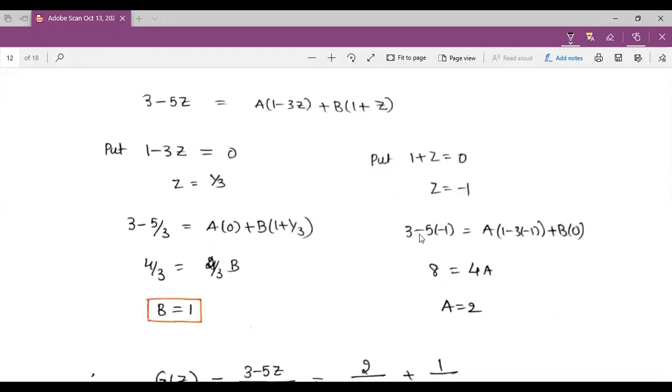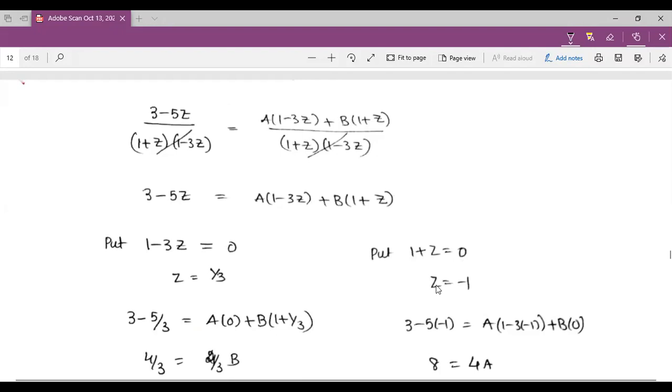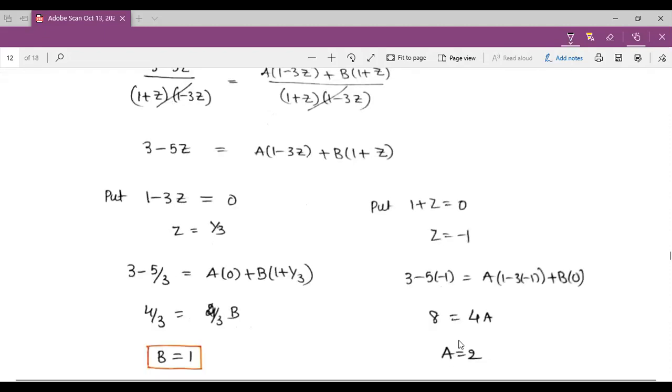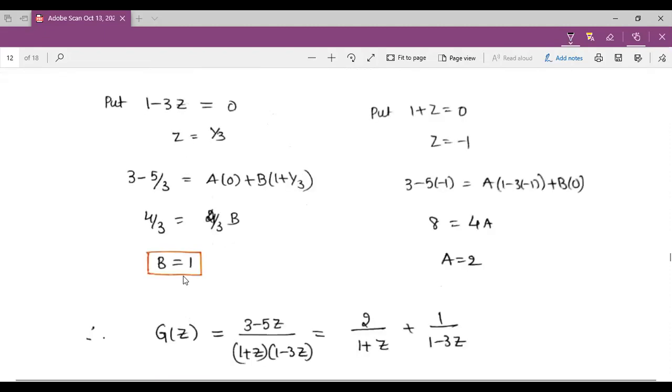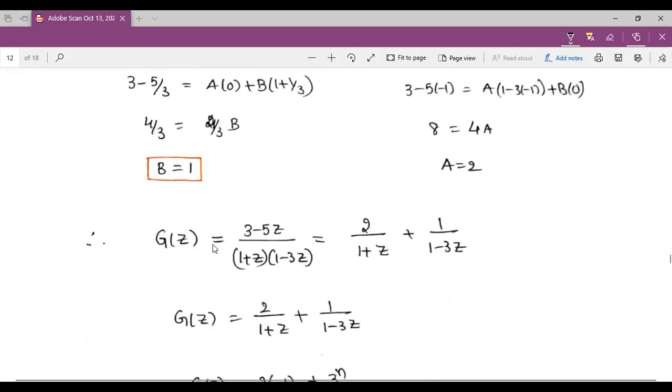Next we put 1 plus z equal to 0, z is equal to minus 1. We substitute this z value in this equation and we get a value, that is a is equal to 2. Now we substitute the a and b values in this equation. g of z is equal to 2 by 1 plus z plus 1 by 1 minus 3z. So this is the closed form of this generating function.